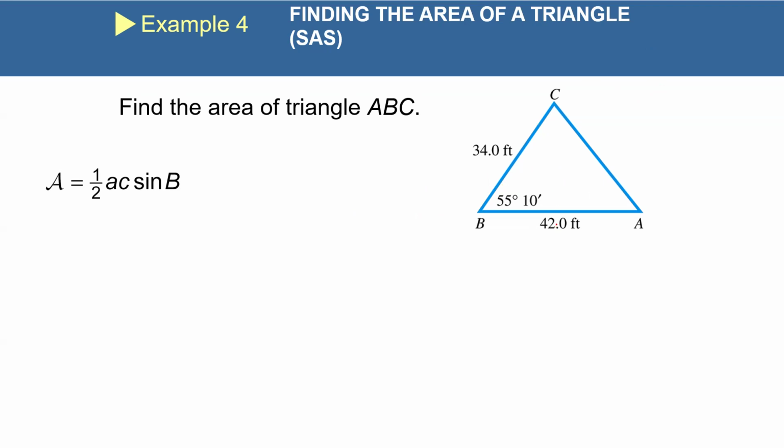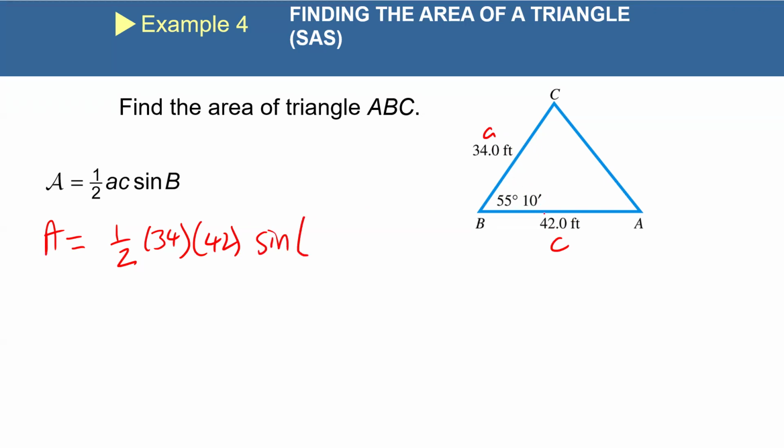All right, so key thing here. In order to use the area formula, it's the given angle and the sides that are not opposite, right? So the sides that make the angle. Do we have the information that we need? Yes. So the area equals 1/2, and side A is 34 feet. Side C is 42 feet. And we're doing the sine of B.